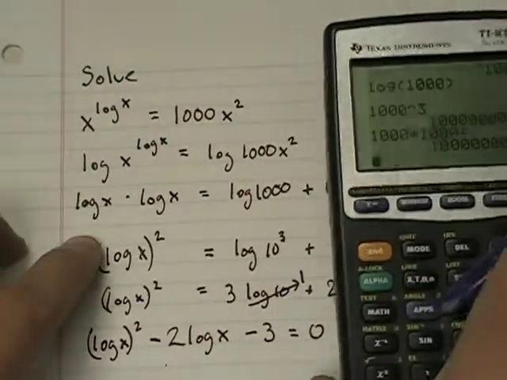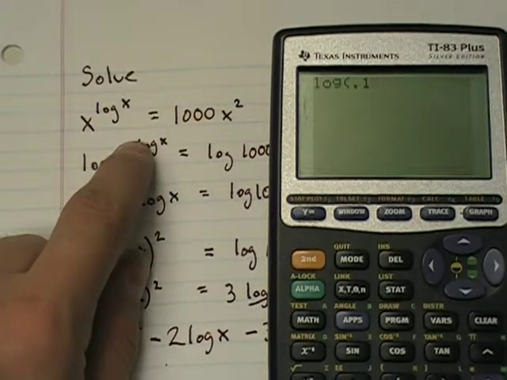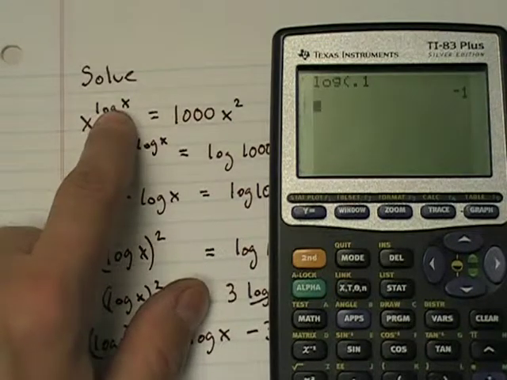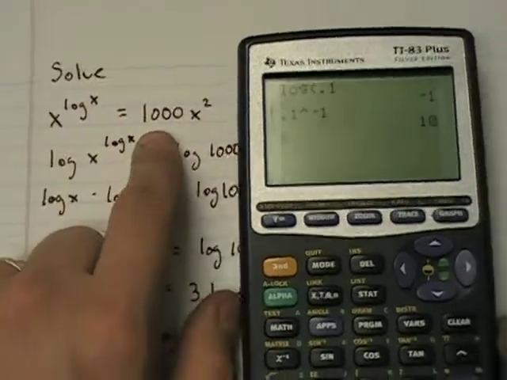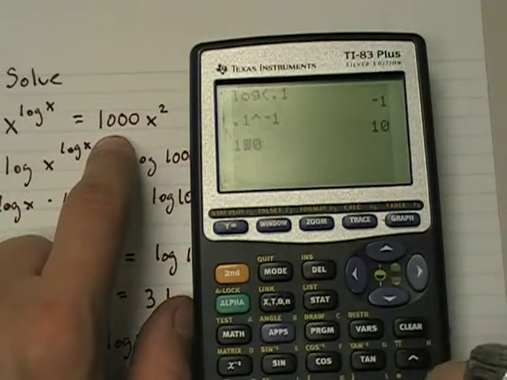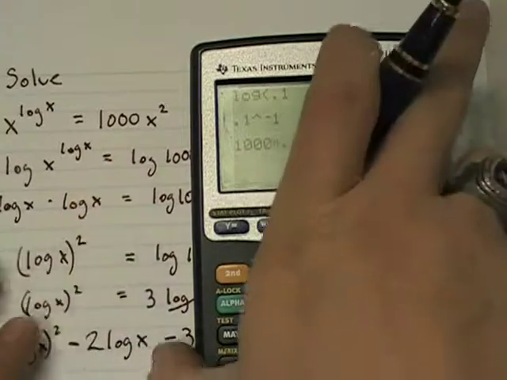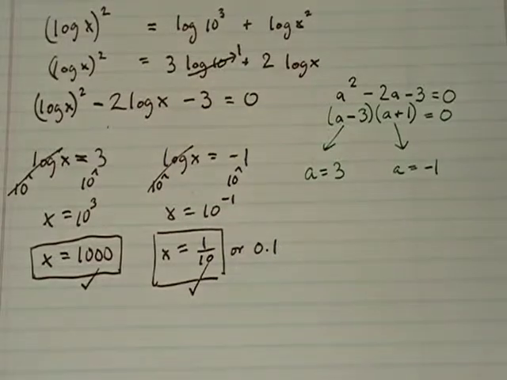Same thing over here. We're going to use 1/10 or 0.1. Okay. I take the log of 0.1, and that's -1. So I say 1/10 raised to the -1 power. And on the left-hand side, I get 10. Now on the right-hand side, I've got 1,000 times 0.1 squared. And what do I get? 10. So this second answer also works. These answers are correct. If you have any questions, please come see me.